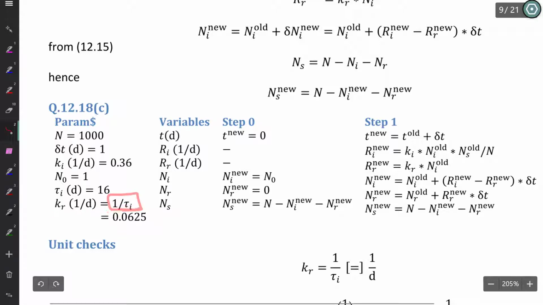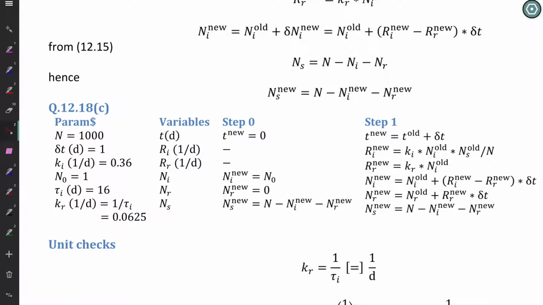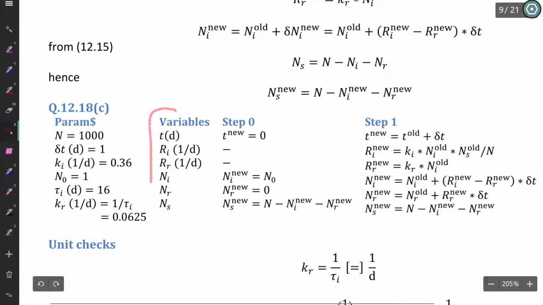Right? So we're only really counting people in box I while they're infectious. It doesn't count from when they first got infected. Their time in box I only starts when they're infectious. All right, so we have the variables: time in days, the infection rate in per day, the recovery rate in per day, and the numbers in the 3 boxes. Infectious, number in recovered, number in susceptible.